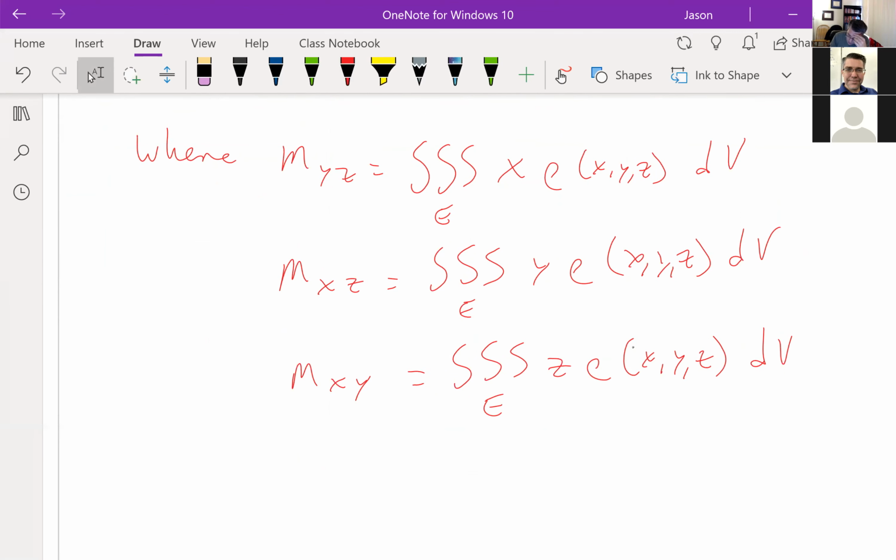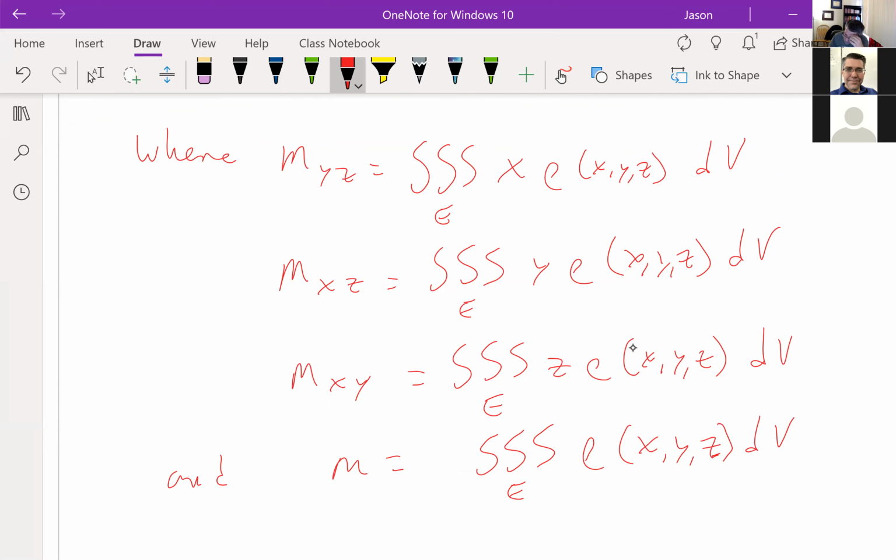So those are the moments, and then M is just the triple integral without any x, y, or z. It's just the density function without any extra variable.